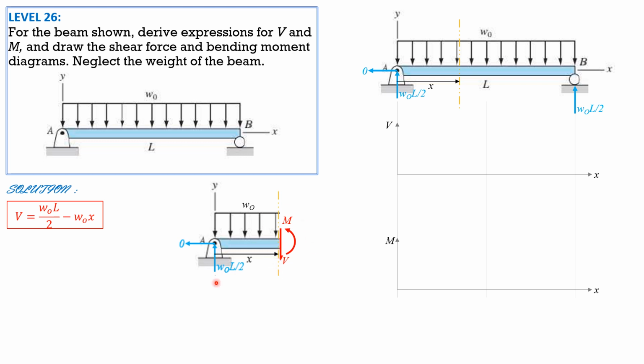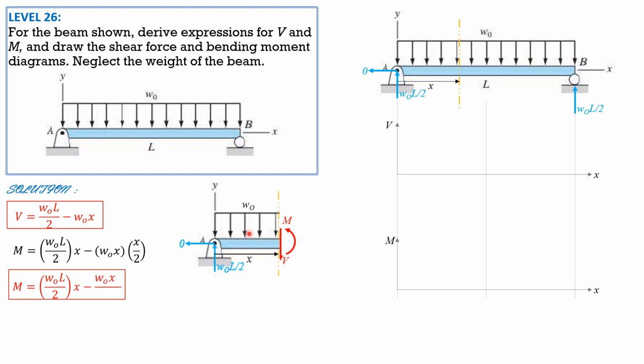For the moment, it is WOL over 2 times x minus the moment of the load, which is WOX, the area, acting at the centroid of the rectangle, then the moment arm x over 2. So WOL over 2 times x minus WOX times x over 2. Simplifying, moment is WOLX over 2 minus WO over 2 x squared. So that's it for this equation.